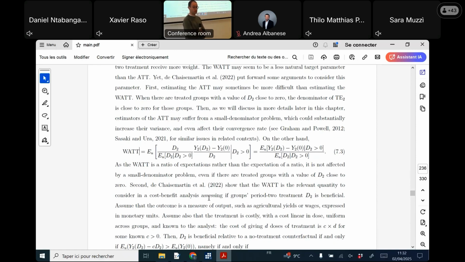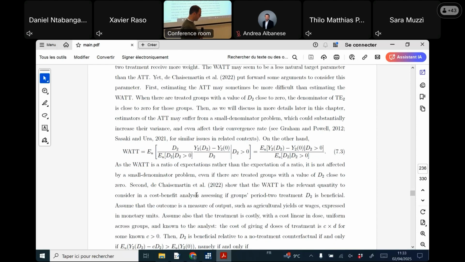what happened in period 2, the policy that took place in period 2, which amounted to giving units a treatment of D2 rather than nothing. Nothing was the status quo in period 1. We want to know if that policy, giving D2 instead of 0, was beneficial. Okay. And we want to do a cost-benefit analysis of that. And we're going to make a number of assumptions. We're going to assume that the outcome has a monetary interpretation, or it represents units' utility.